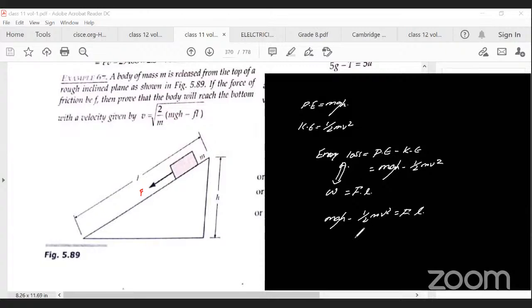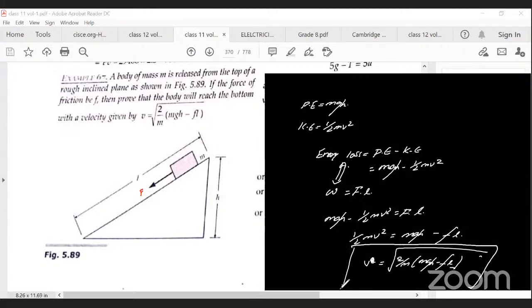So in this relation, we are going to find the velocity. I'll take half mv square, which is equal to mgh minus F into L. Now I multiply by 2, and m gets divided. So the relation is v square equals 2 by m into (mgh minus f into l). So v is equal to the square root of that; this is your relation.